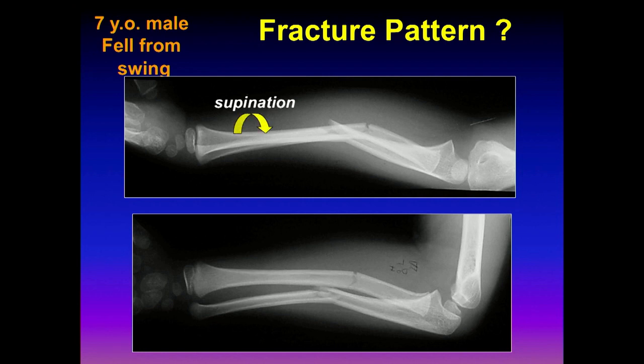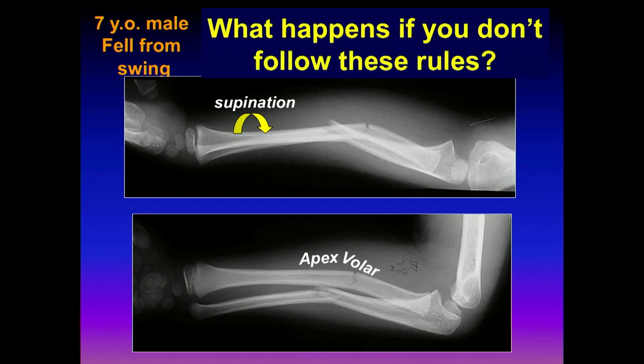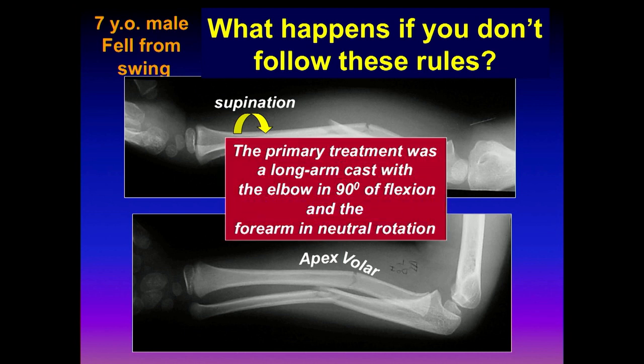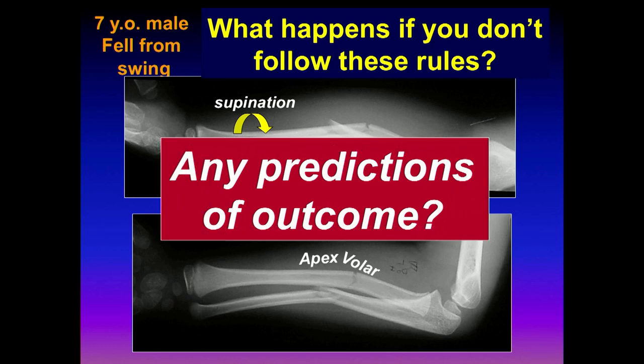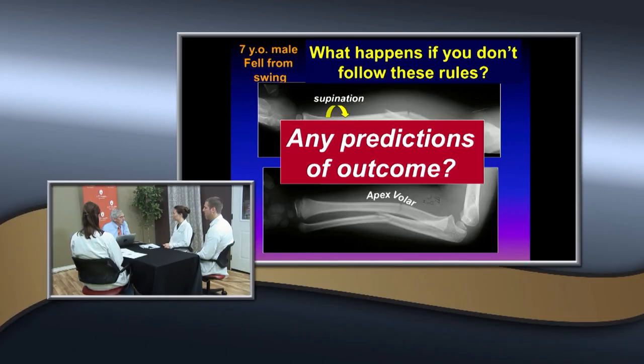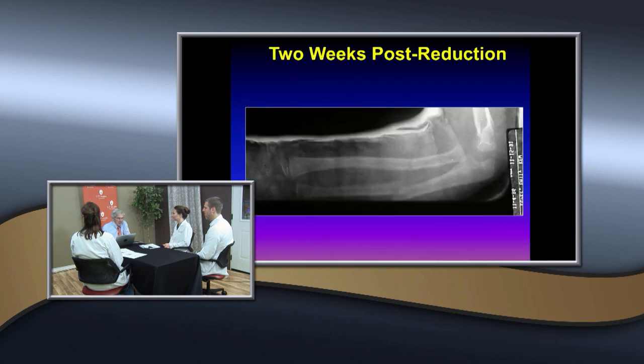And here is supination, apex volar, and this person didn't quite follow those rules. The primary treatment was a long arm cast with the elbow in 90 degrees of flexion, but the forearm was in neutral. So, you've got to predict what may happen. It didn't heal correctly? Well, it hasn't. It came in at 2 weeks, and what's happened here?